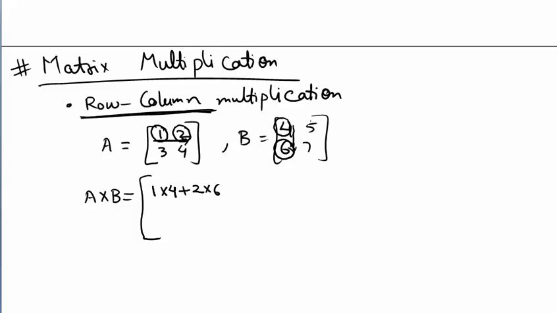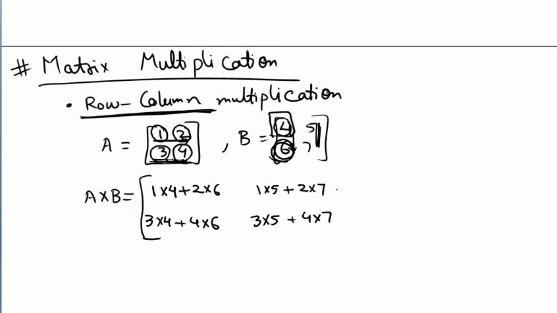Similarly, this row and this column, that is 1 into 5 plus 2 into 7. Here it will become what? This is this row now, so 3 into 4 plus 4 into 6. Where from 4 into 6? This 4 and this 6, row column, right? Similarly, now this row, and we will now talk about this column. So this is 3 into 5 plus 4 into 7.